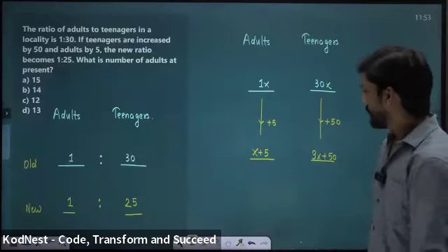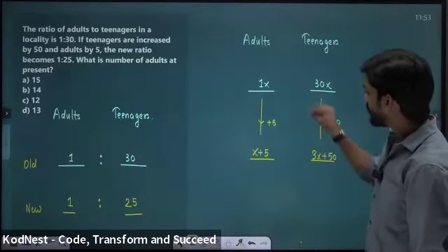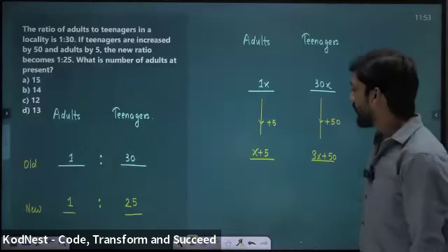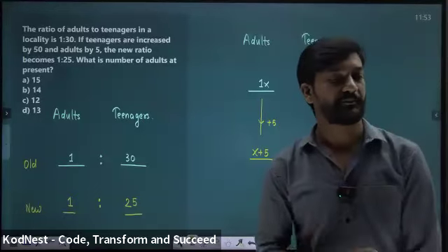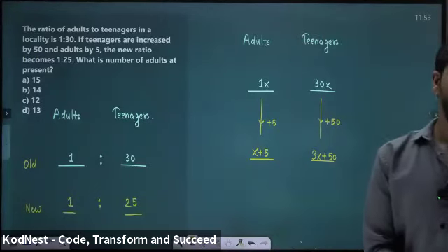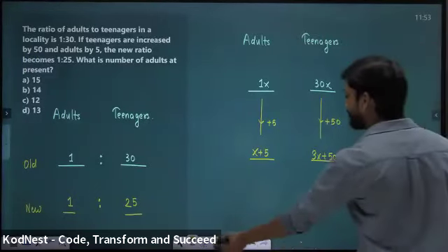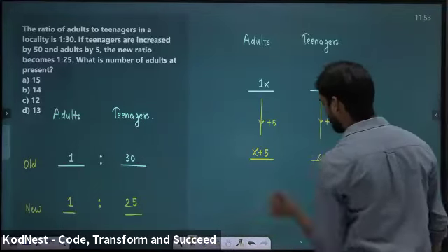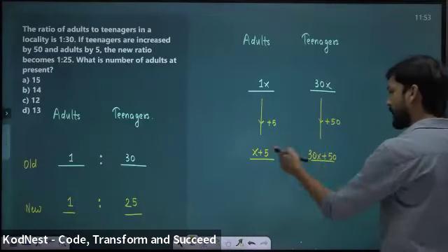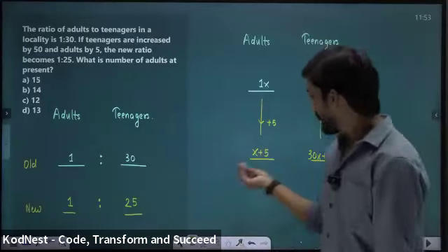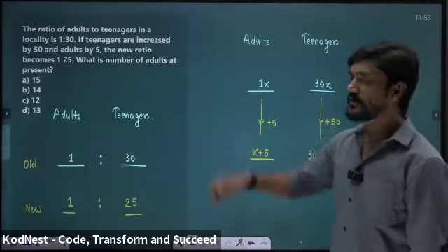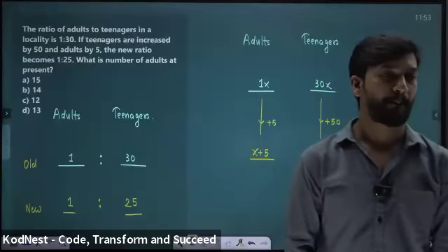Okay, now answer. What are these? New values. What are these? Old values. What is the ratio of new values? What is the ratio? 30x, sorry. What is the ratio of these two values? See the question. You cannot tell, you don't know. What is the ratio? Please see the question.